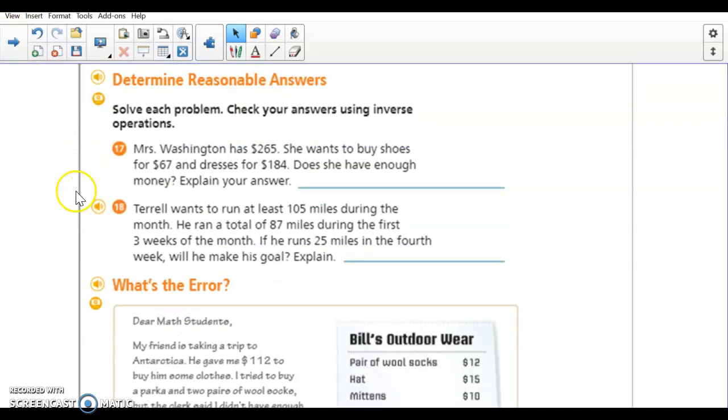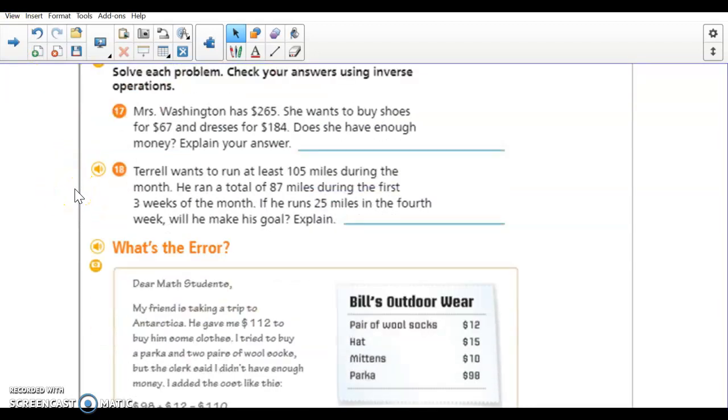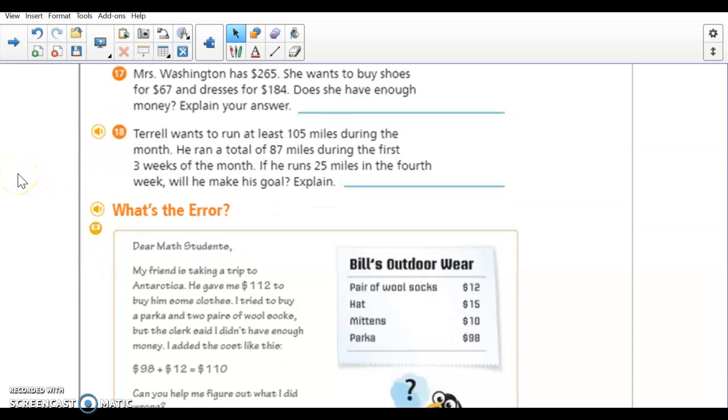And now that last page, guys. Remember, you want to check these using that inverse operation. Number 17, Mrs. Washington has $265. She wants to buy shoes for $67 and dresses for $184. Does she have enough money? Explain your answer. So you can explain your answer with your work. So your check and your double check will explain your answer. And number 18, Terrell wants to run at least 105 miles during the month. He ran a total of 87 miles during the first 3 weeks of the month. If he runs 25 miles in the 4th week, will he make his goal? Explain. And so show your work for that and check it with the inverse.